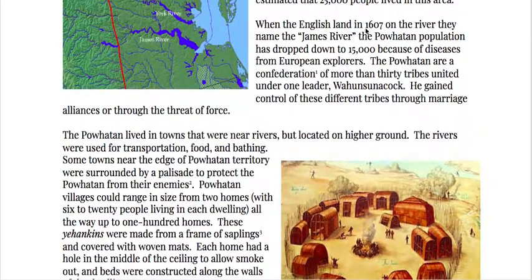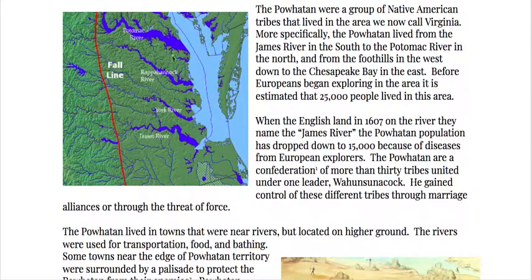When the English landed in 1607, which is an important date, on the river they named the James River, the Powhatan population had dropped down to 15,000 because of diseases from European explorers. The Powhatan are a confederation of more than 30 tribes united under one leader, the Wahunsoonakok. He gained control of these different tribes through marriage alliances or through the threat of force. So throughout this region are several, I think close to 40 to 60 tribes, and they all unite underneath this single leader, which is called Chief Powhatan.